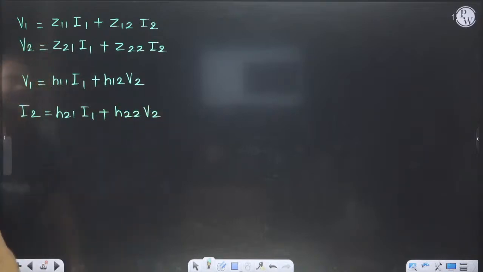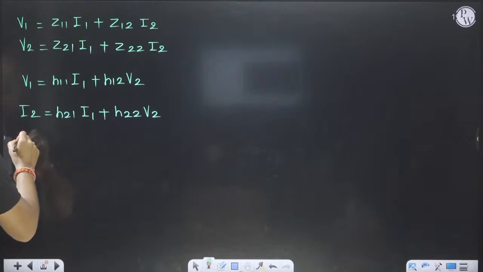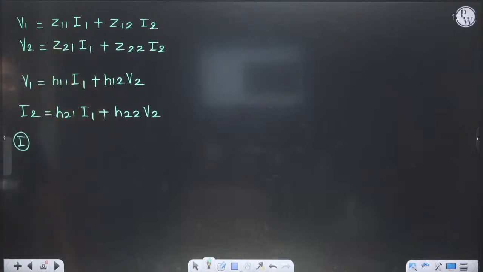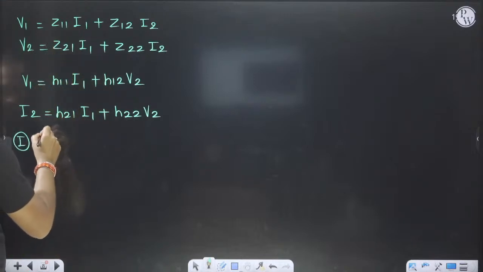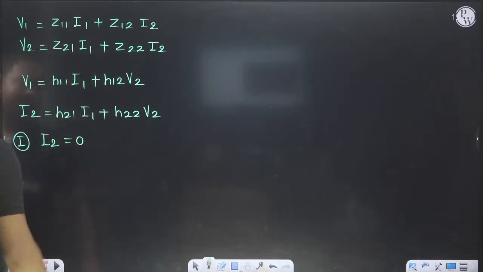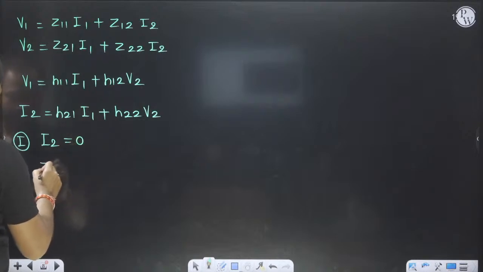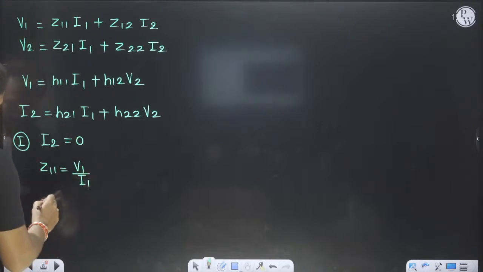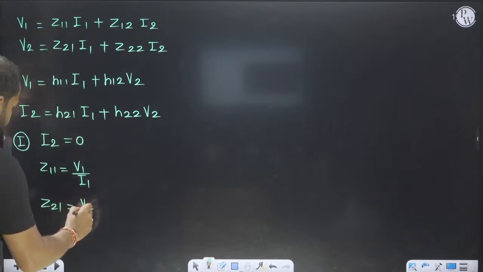Yes sir. So first point is what we will do, we will make I2 equal to 0, so that we will find out Z11 and Z21. So I2 is equal to 0, then Z11 will be equal to V1 upon I1, and Z21 will be equal to V2 upon I1.